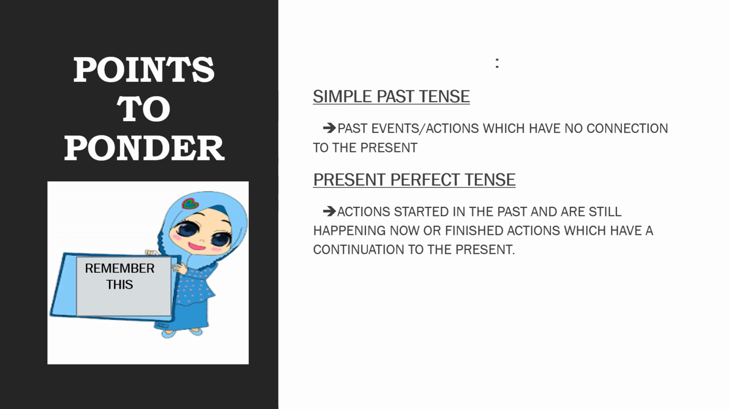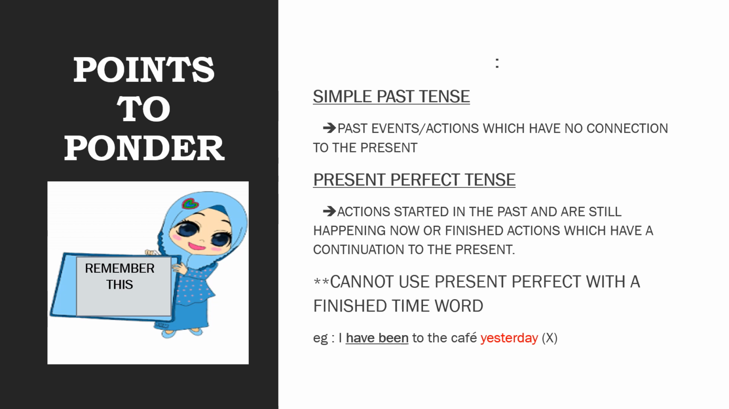This is something that we have to be very clear of so that we can differentiate between these two tenses. Okay, and the asterisk there, cannot use present perfect with a finished time word. Finished time word that I highlighted here is yesterday. So yesterday dah finished, dah done. So I have been to the cafe yesterday. It is wrong. You need to use I went to the cafe yesterday. Okay, those are the points to ponder if we really want to understand the use of simple past tense and the use of present perfect tense.